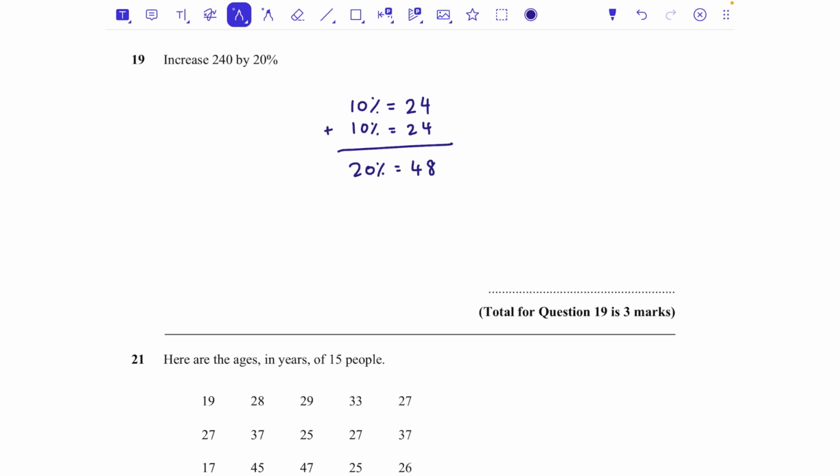Now it doesn't just say find 20%, it says increase it by 20%. That means we add it on top. So I'm going to take the 240 that I already have and add on my extra 48, which is 288. And then we've increased that number, made it bigger by 20%.